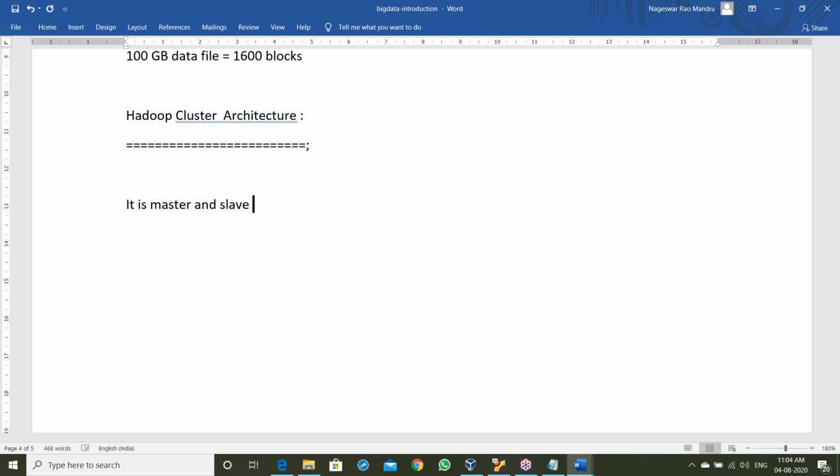It's a master and slave architecture. So what is master? What is slave here? In Hadoop everything is a server: master servers and slave servers.